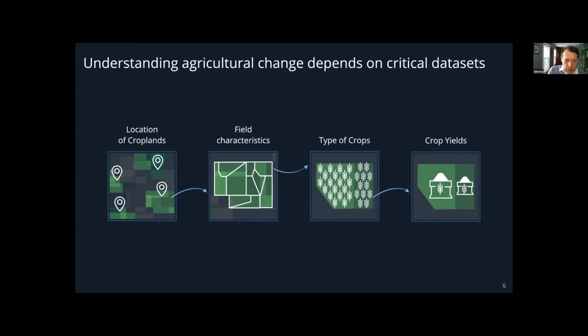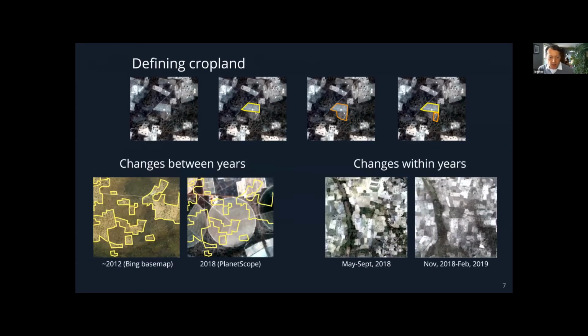That's quite complicated and difficult to do in a place like Africa, where most of the croplands at the moment are small scale in nature, and they're really dynamic in both time and space. So you've got a definitional problem to start off with. If you look at this image here, it's over Ghana, the top row of images.